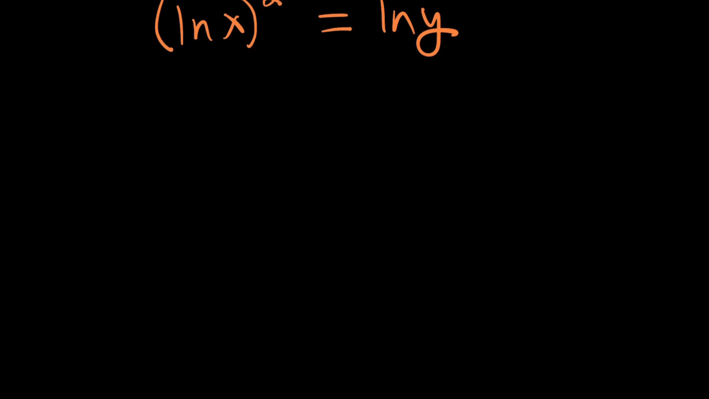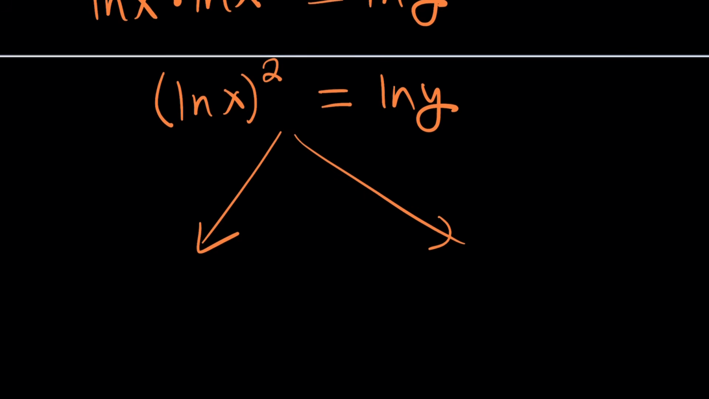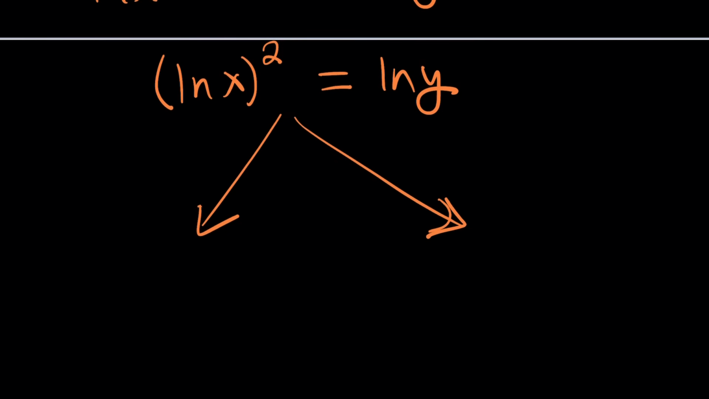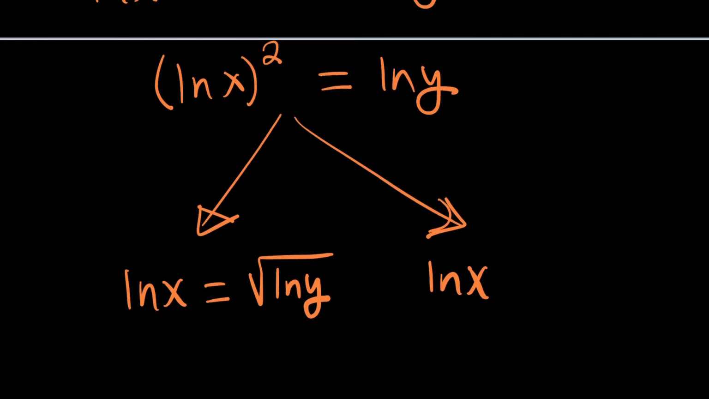But guess what? We have two solutions, which means this function isn't one-to-one, and you could have checked that, or just graph it in Desmos, whatever tool you'd like to use. But this shows us that there's going to be two solutions. Why? Because there are two numbers whose square equals ln y, right? Okay, as long as ln y is positive, y has to be greater than 1, so on and so forth. But those are different things. We don't need to worry about it much. But from here, we can get ln x equals the square root of ln y, or ln x equals the opposite of the square root of ln y.